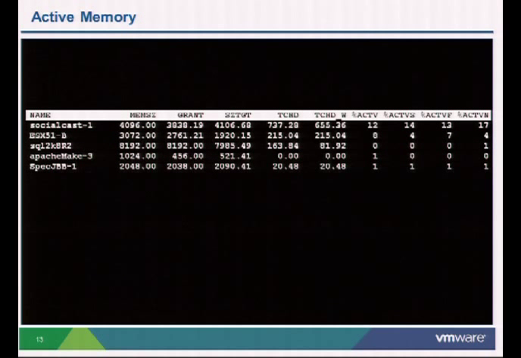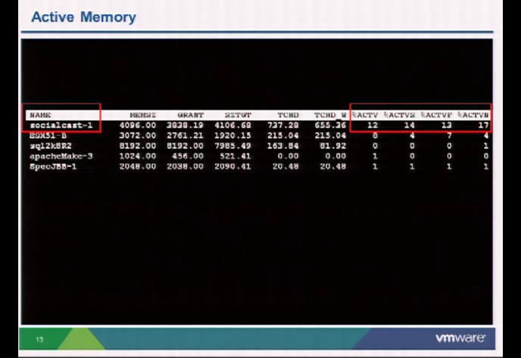All right, the next topic is active memory. So here I have a bunch of VMs. I actually grabbed this screenshot from one of my colleagues, who is sitting in the audience. He was in the keynote, doing a demo of using Socialcast for virtual center management. He was running the Socialcast VM on the top.